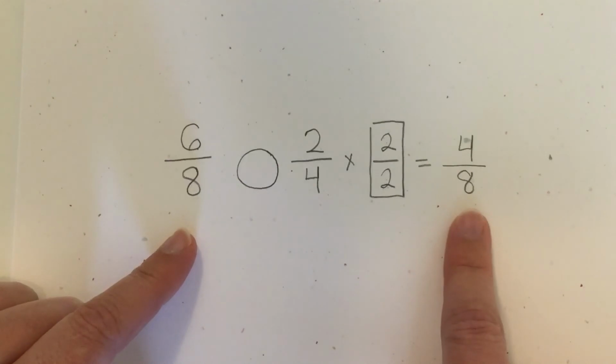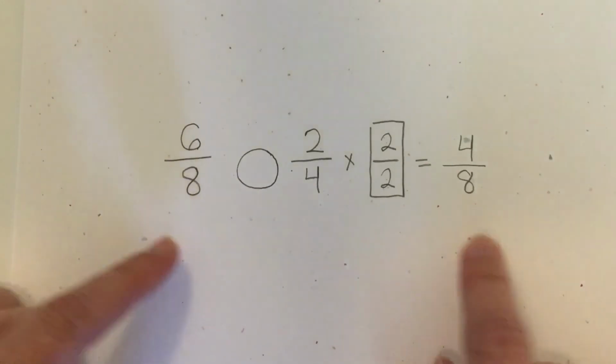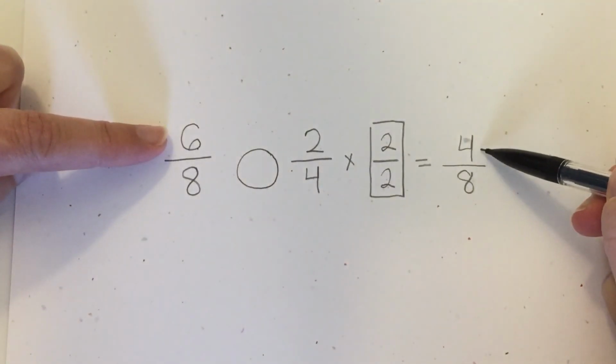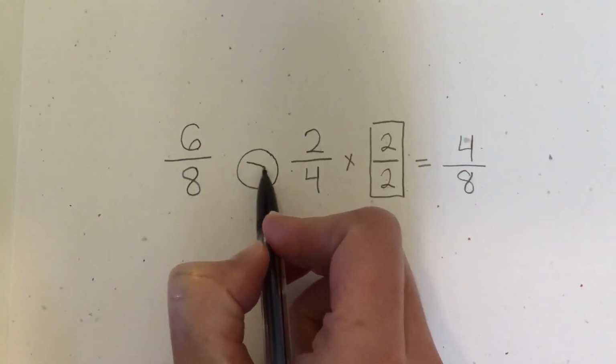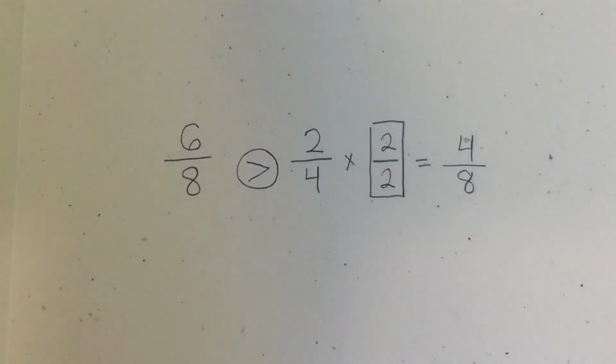And of course that's much easier because now that I have the same number in the denominator, I know that I just have to look at the numerators and find the one that has the greatest number. Obviously 6 is greater than 4, so I'm going to put my symbol that way. So that's how you change the denominator to common denominators so that you can compare fractions.